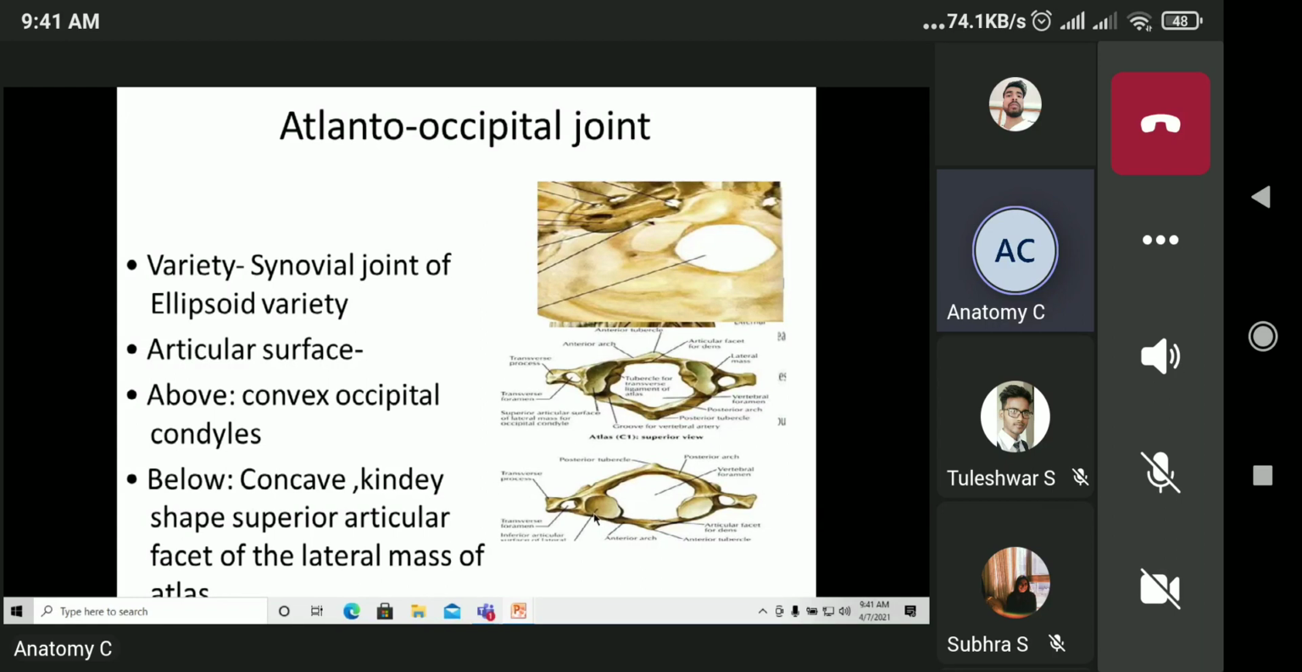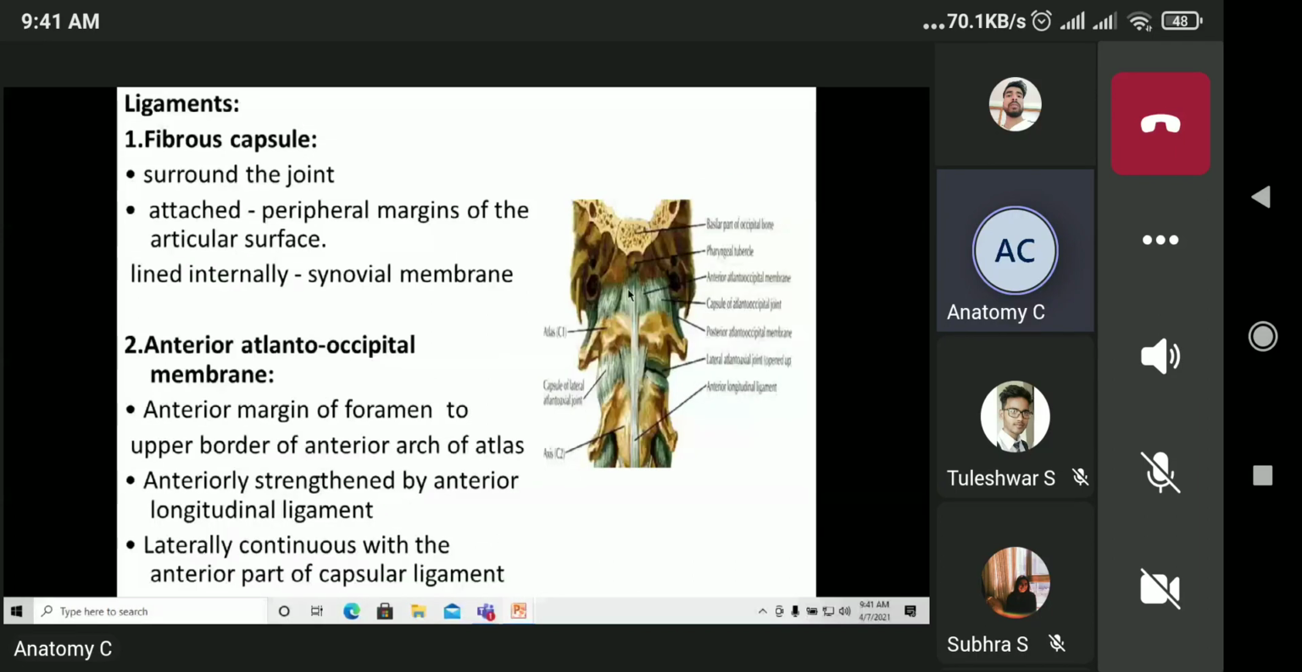The ligament connecting this joint is the fibrous capsule. In every joint you get a fibrous capsule. The fibrous capsule surrounds the joint and attaches to the peripheral margin of the articular surfaces. It is lined internally by the synovial membrane, and that is why movement is easy.